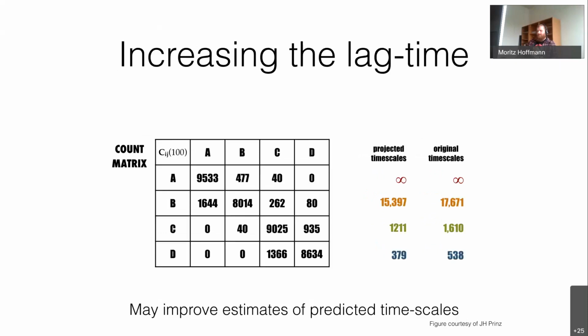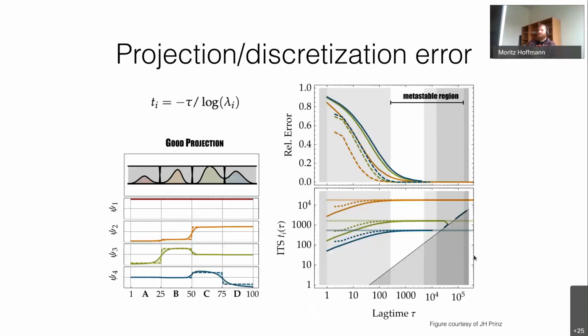And one thing to improve the model here is to increase the lag time. If we increase the lag time, we may need fewer statistics or make the data more Markovian, and then our model works better and we get closer to the ground truth. This is because of the projection discretization error.